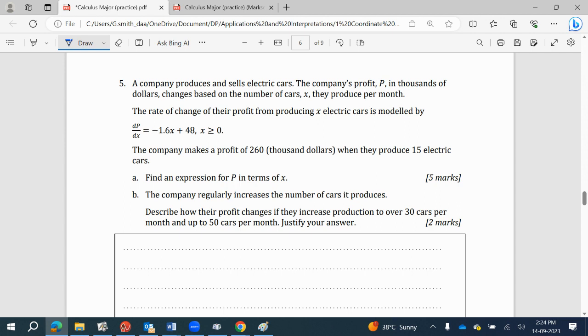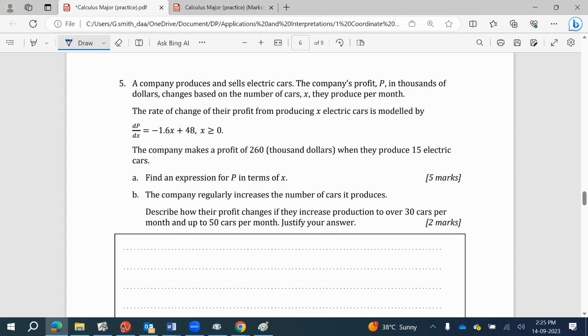A company produces and sells electric cars. The company's profit P, in thousands of dollars, changes based on the number of cars x they produce each month. So this is the marginal profit function. The rate of change of their profit of producing x cars is modeled by this. So x is the number of units they're making. This topic is marginal profit. The company makes a profit of $260,000 for every 15 cars they do.